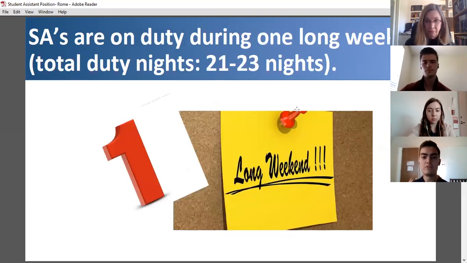Additionally, depending on how the long weekend schedule works, you'll be on duty for 1 long weekend. And so your total duty nights will be 21 to 23 nights over the semester.